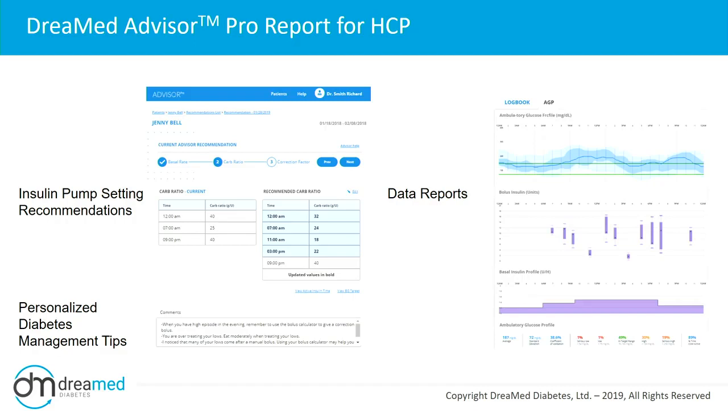Everything is editable. On the bottom over here, we can see the personalized diabetes management tips, which are the 3 most important behavioral changes that, if the patient adheres to and changes the way he delivers insulin, will have the most effect on his glucose control. Then we provide glucose data. So we have 2 reports.